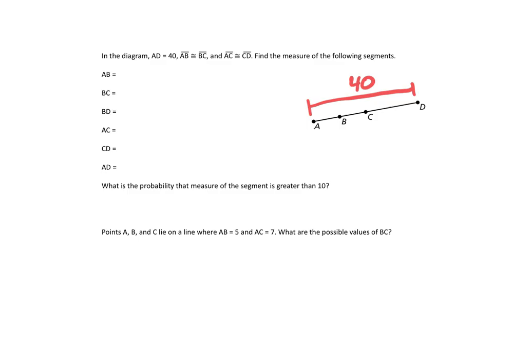Okay, the next thing it says is AB and BC are congruent. What's that tell me about AB and BC? They're the same length. And so remember that little symbol we talked about earlier in the lesson? AB and BC are the same length, so I can make that little marking on there, and that tells me we know that those two are the same length.